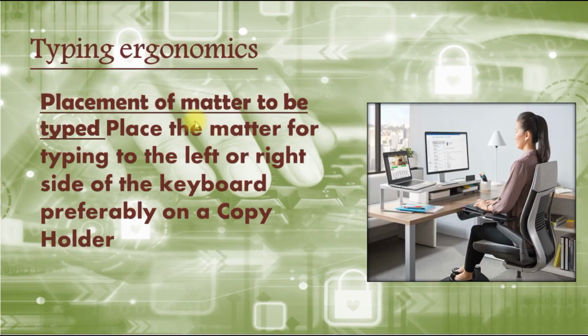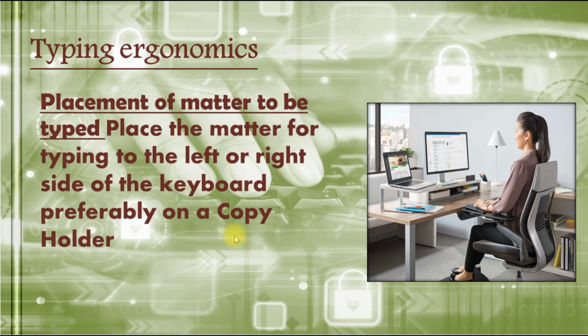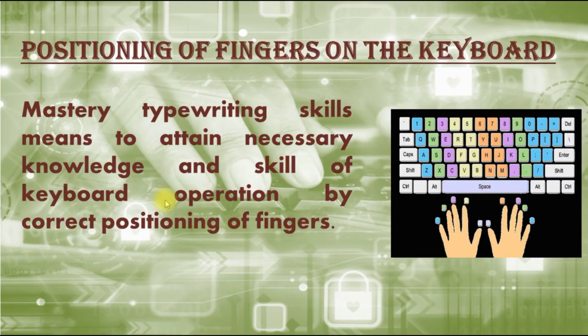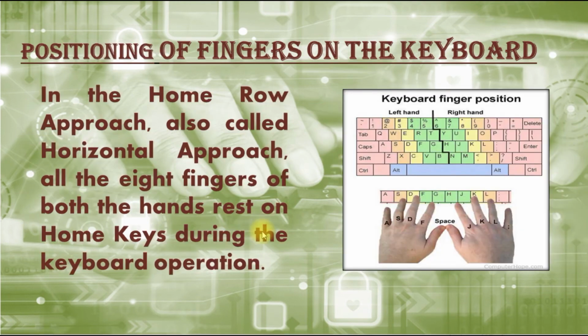Then placement of matter to be typed. आपका मैटर कैसे रखा होना चाहिए. Always place the matter for typing to the left or right side of the keyboard. कीबोर्ड की हमेशा लेफ्ट और राइट साइड पर होना चाहिए ऑन अ कॉपी होल्डर. Then next one is positioning of fingers on the keyboard. आपकी फिंगर्स कैसी होनी चाहिए. Mastery of typewriting skills means to attain necessary knowledge and skill of keyboard operation by correct positioning of fingers. अब हम देखेंगे कि कौन सी फिंगर्स कहाँ पर रखनी है.